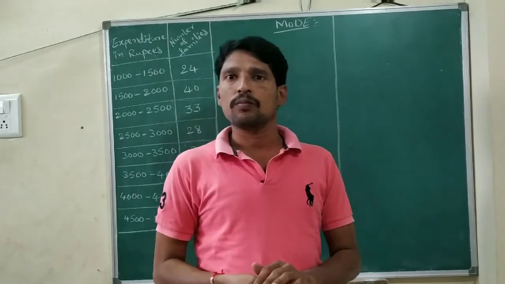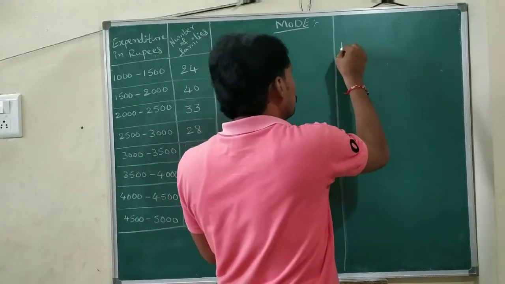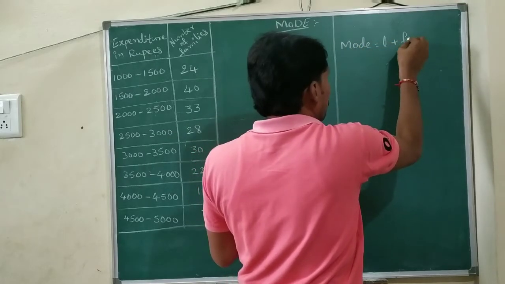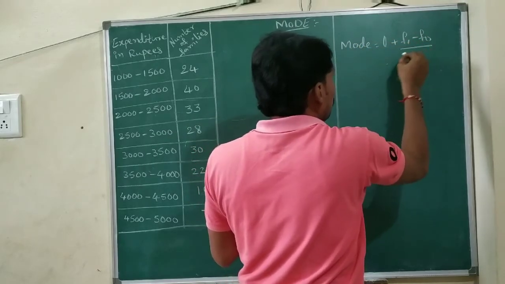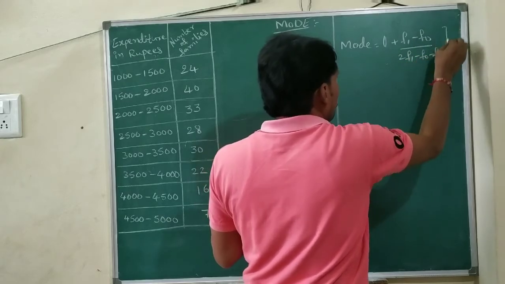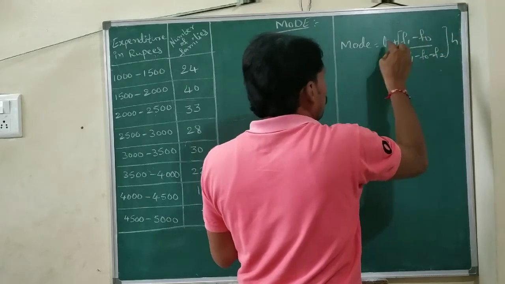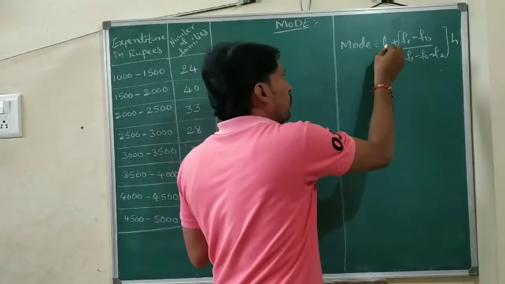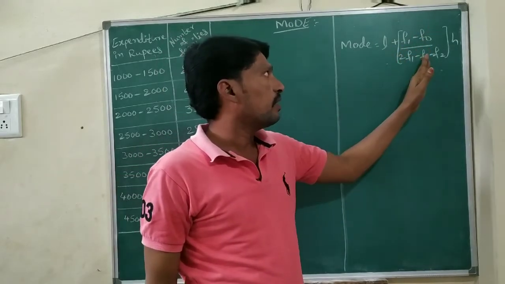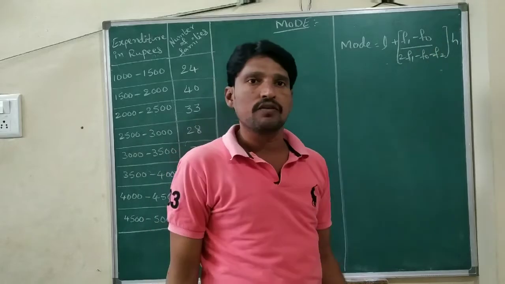What is the formula for mode? Mode equals L plus (F1 minus F0) by (2F1 minus F0 minus F2) into H. So L plus (F1 minus F0) by (2F1 minus F0 minus F2) into H is the formula.